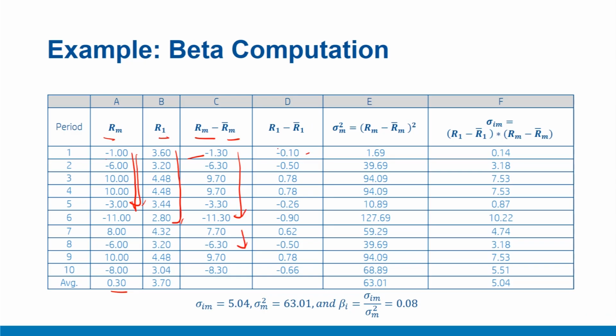Same goes for the security returns. Its average or mean is 3.7. So for example, first observation 3.6 minus 3.7, which is minus 0.1, and similarly we'll compute the deviations for all the points.